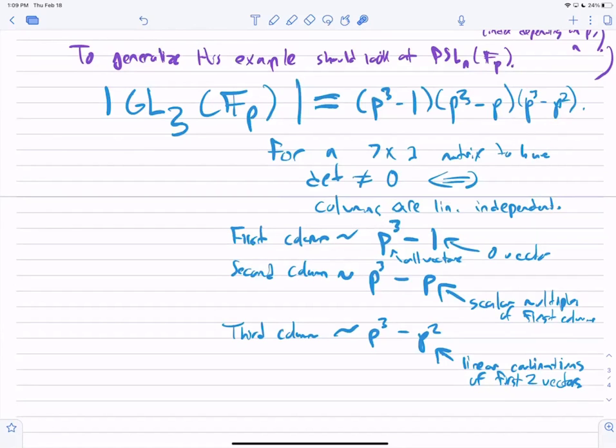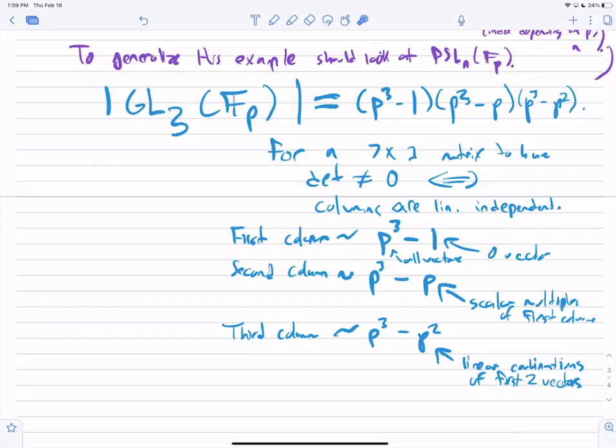And knowing this number is useful, and from this you can also deduce the size of SL3, for example. You just now divide by p minus 1. And there's lots of other related things you can do.